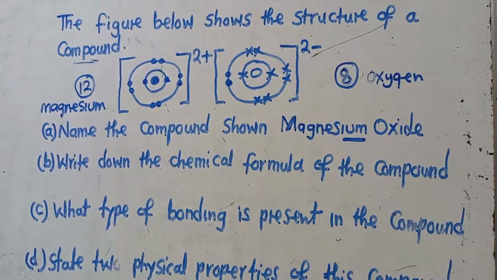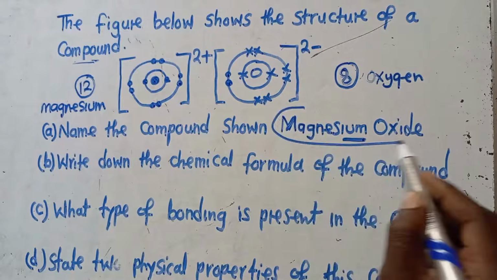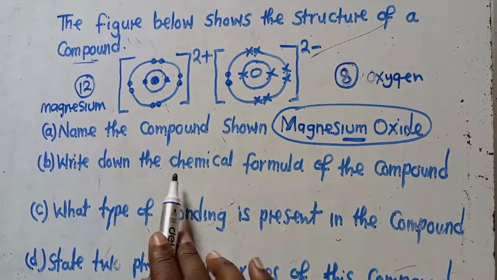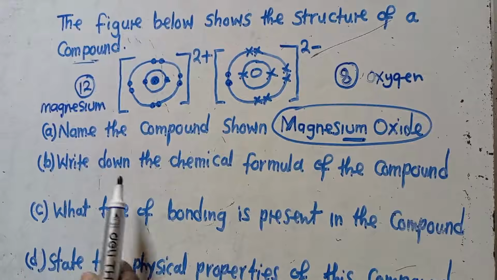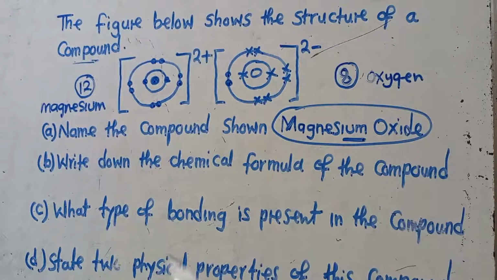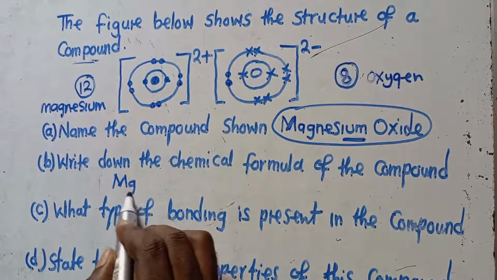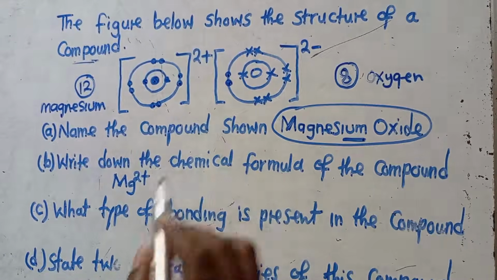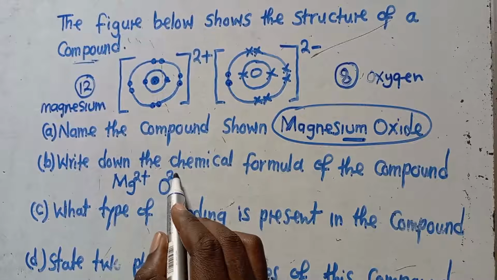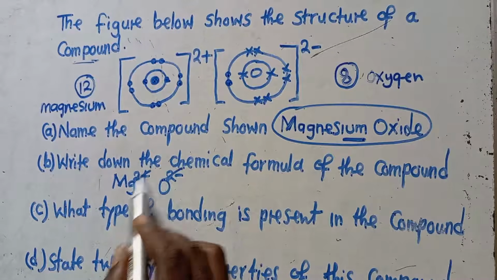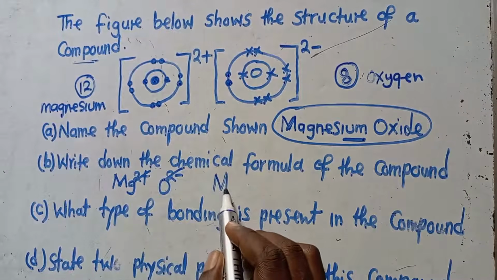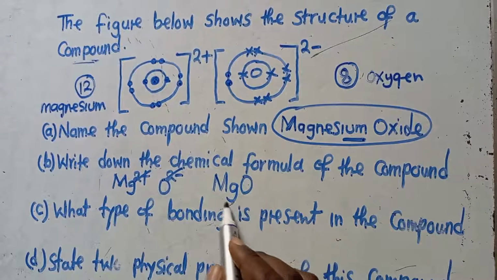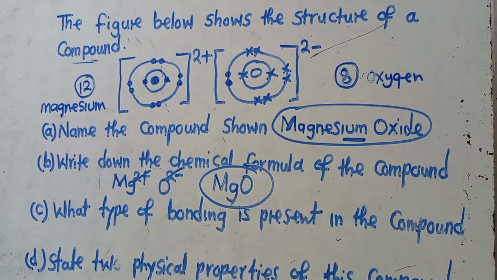How then do we write magnesium oxide? The next question is telling us to write down the chemical formula of the compound. So magnesium is like this. It has 2 plus. That is oxygen, it is 2 minus. So these 2 and that 2 are going to cancel out. We are just going to have MgO, magnesium oxide. So this is the chemical formula. I guess you are able to see what I am doing here. This is what you are supposed to do.